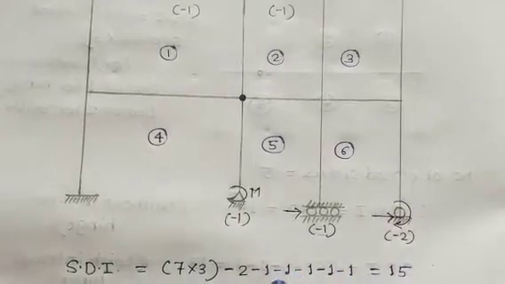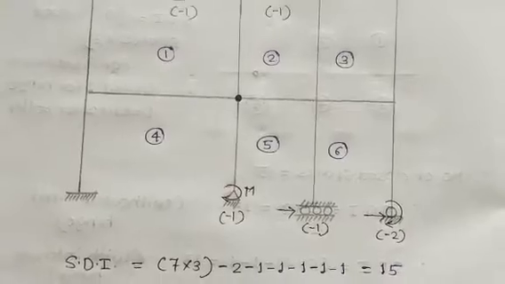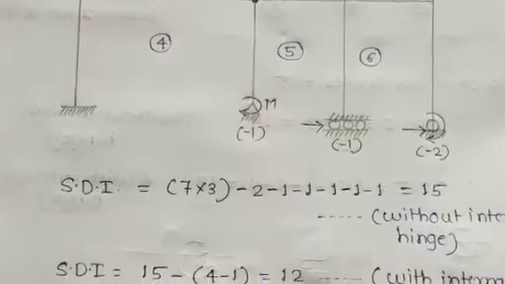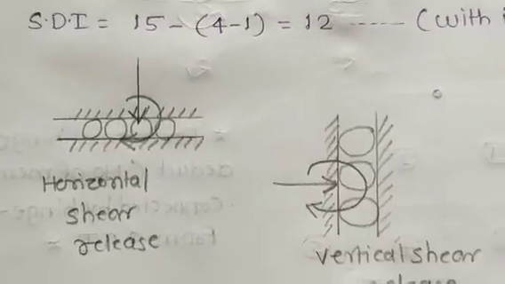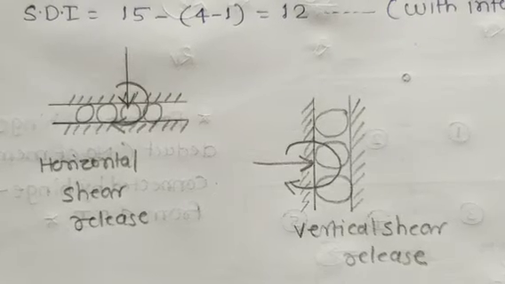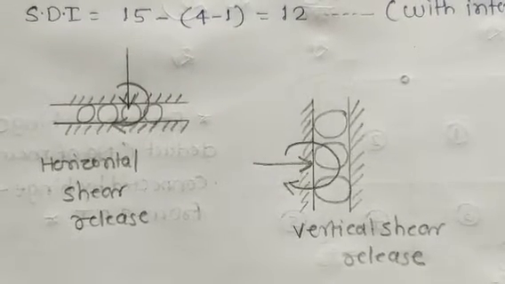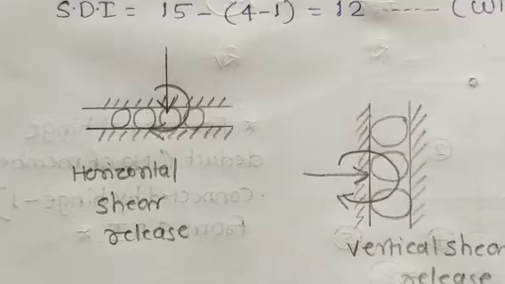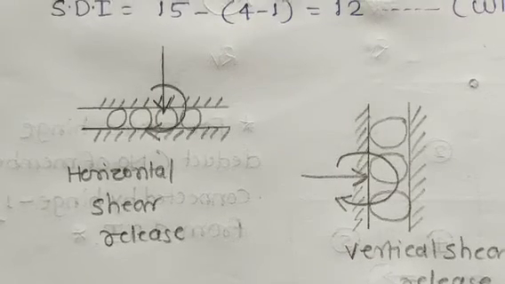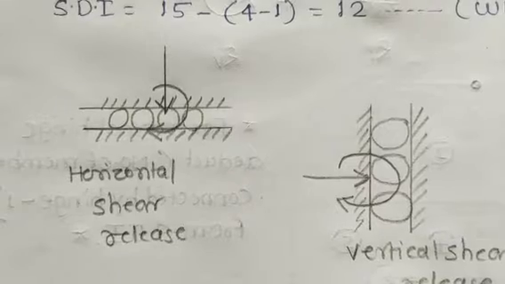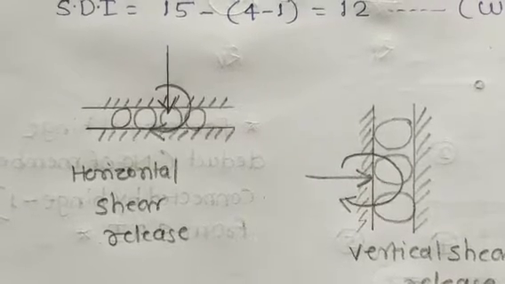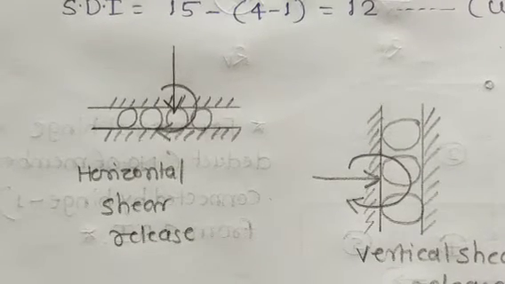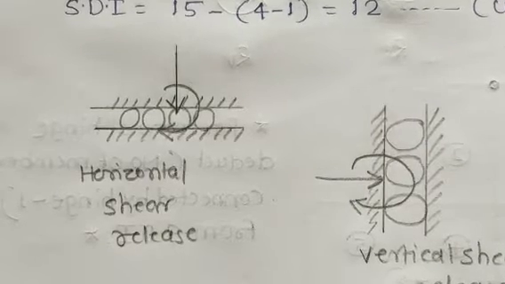Before going to this calculation of static degree of indeterminacy, first see what is meant by horizontal shear release and what is meant by vertical shear release, and how you can consider here the number of reactions and number of releases. First see here, horizontal shear release means this support releases the horizontal shear. As you know, shear is nothing but an equal and opposite force. Here horizontal shear means equal and opposite force in horizontal direction.